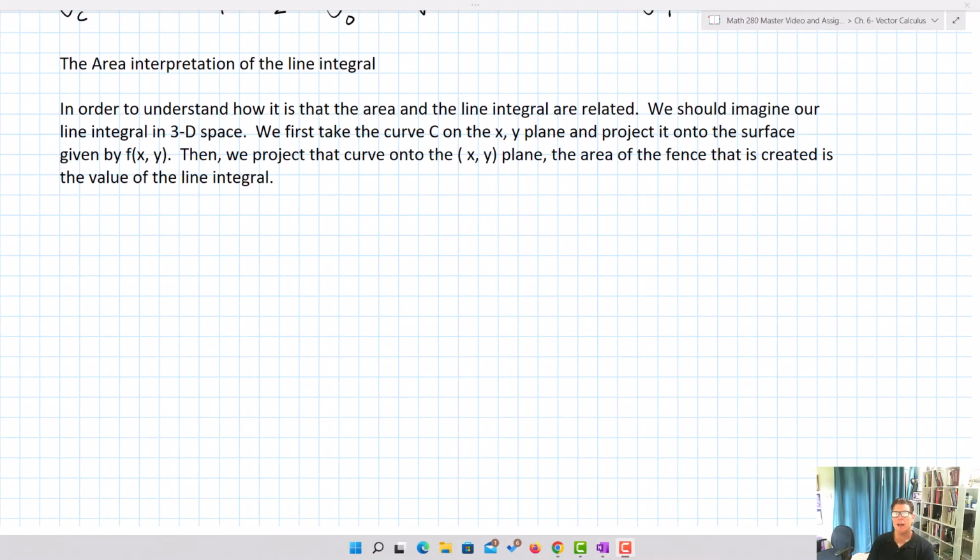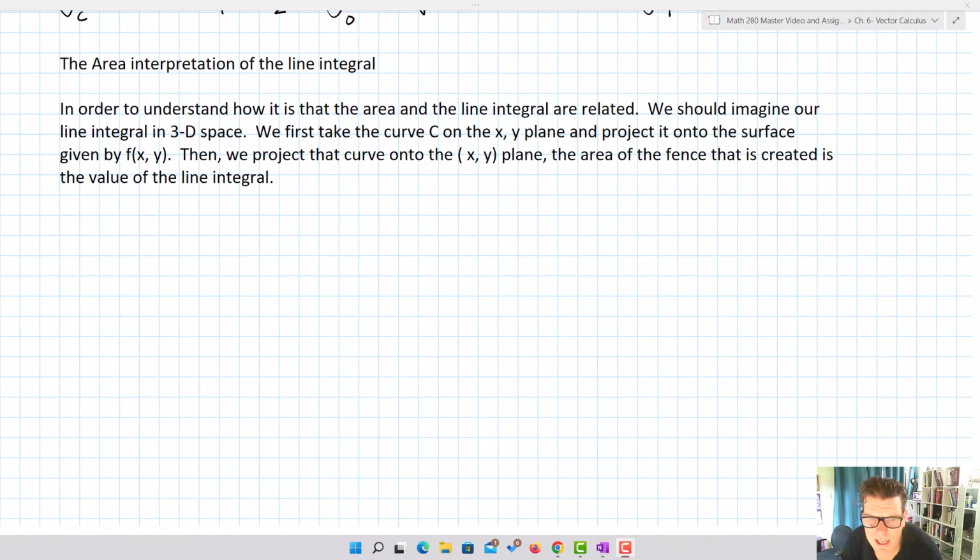So a line integral is an integral. And so inevitably we want to think about integrals as areas. We might think about them as volumes. We want to think about them as accumulating something. And so there's got to be some kind of geometric interpretation. Well, there is. In order to understand how the area and the line integral are related, we should imagine our line integral in 3D space, okay?